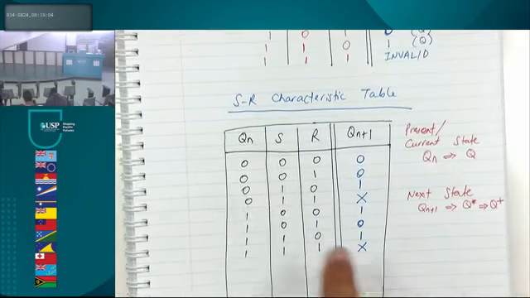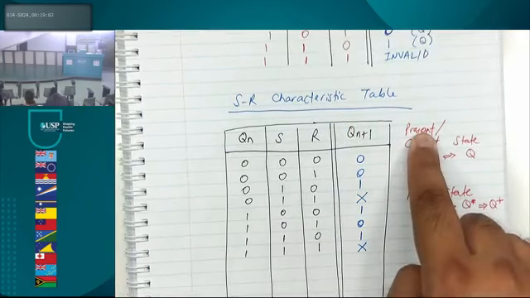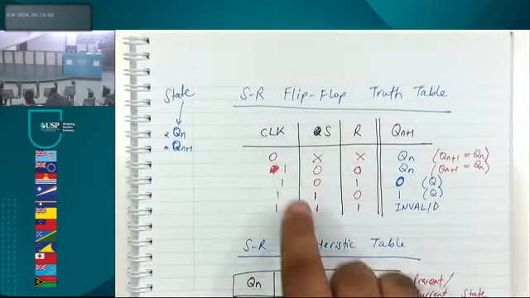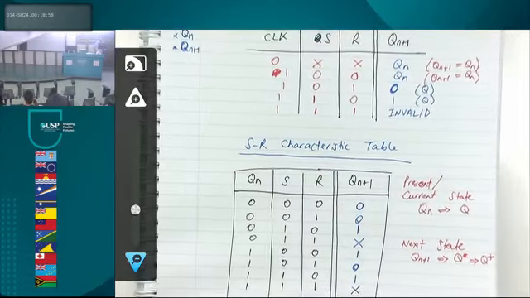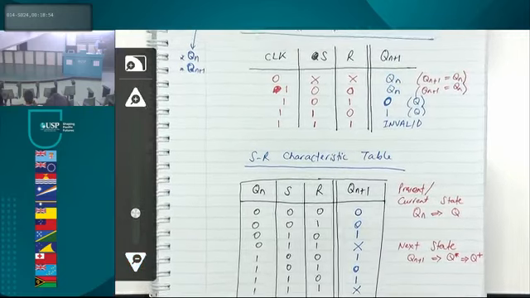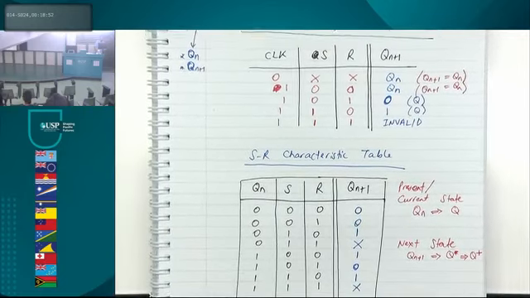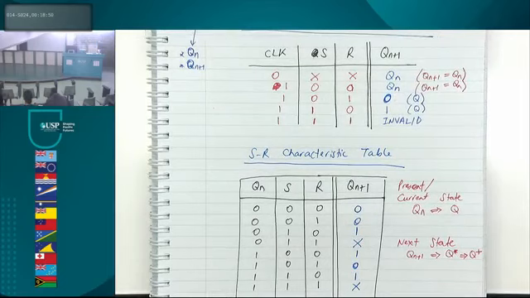Now in this table, you've got Qn and Qn plus 1. Over here, you had clock. So when you look at these two tables, let me zoom out. When you look at these two tables, guys, what do you see is missing from the bottom table? Clock is missing. We don't deal with clock anymore. We're only looking at Qn and Qn plus 1, and of course S and R. So let's have a look at this.